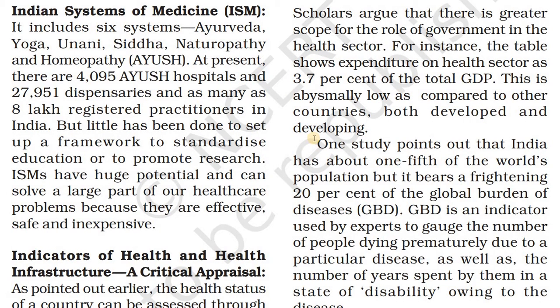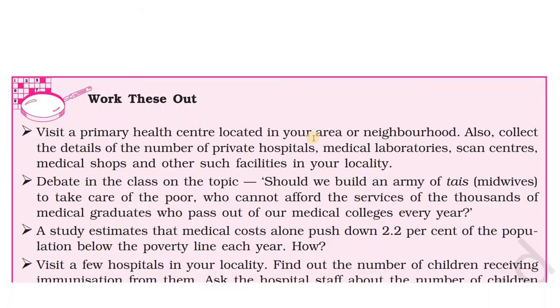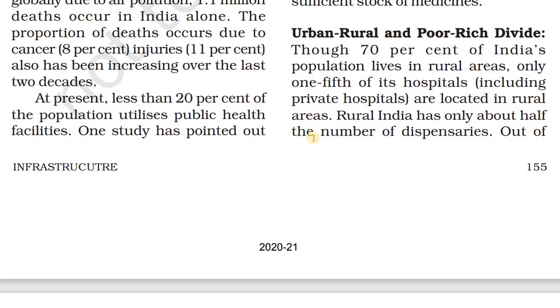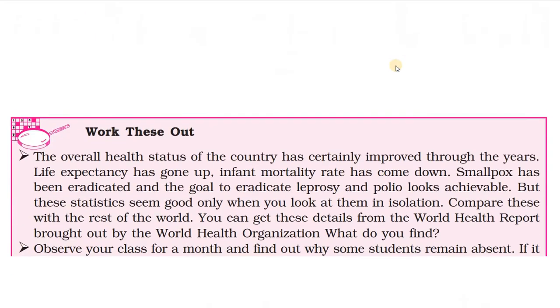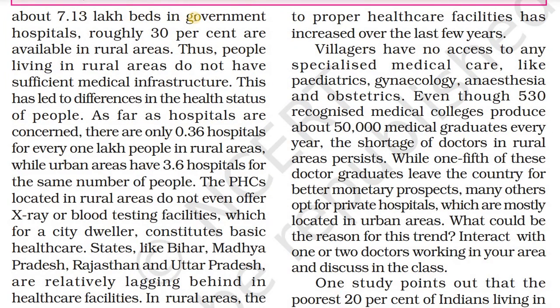Next one is health infrastructure in urban and rural areas. Though 70% of India's population lives in rural areas, only 1/5 of its hospitals are located in rural areas. Rural India has only about half the number of dispensaries. Of about 7.13 lakh beds in government hospitals, roughly 30% are available in rural areas. Thus, people in rural areas do not have sufficient medical infrastructure. From this we can understand that rural areas have very few facilities.